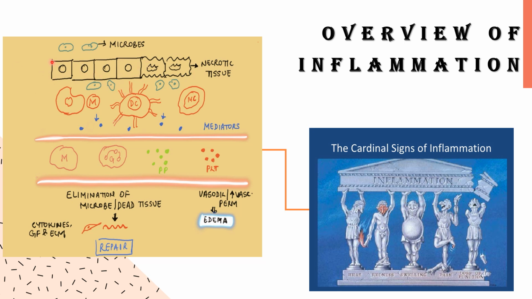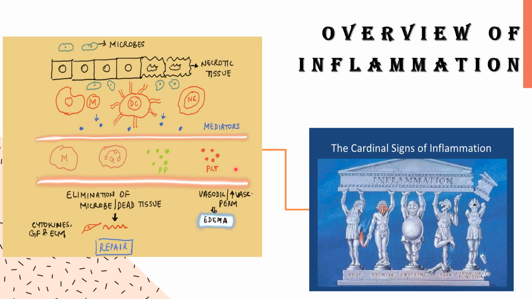Now as soon as it enters our body, it is recognized by certain cells called macrophages, dendritic cells and mast cells. As soon as they recognize these unwanted elements, they release certain cytokines or mediators which enter into the blood vessel. Now, as soon as they enter the blood vessel, they recruit four major types of cells. One is monocytes, the other is granulocytes, the third is plasma proteins and the fourth is platelets.